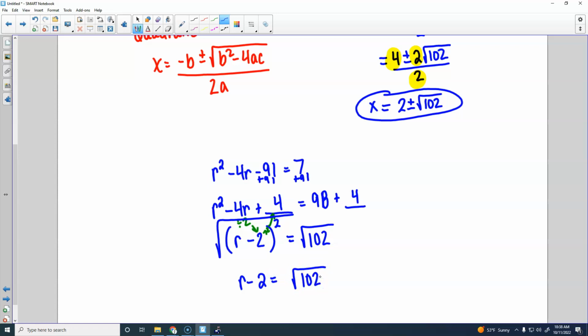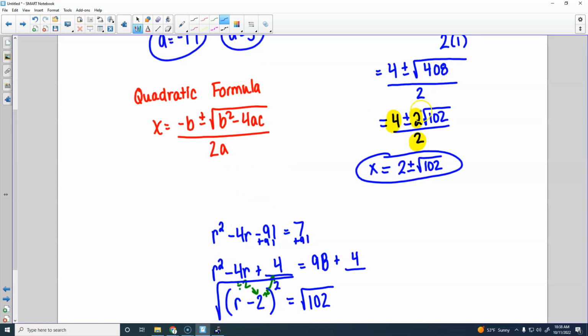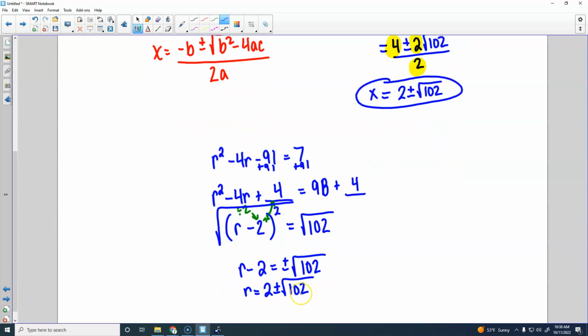When I square root both sides of an equation, what do I have to put? Plus or minus. And then I need to move the 2 over, so I end up with r equals 2 plus or minus square root of 102. I like it so much better because we didn't have to break down the square root of 408 or reduce at the end. So I prefer this method for certain problems.